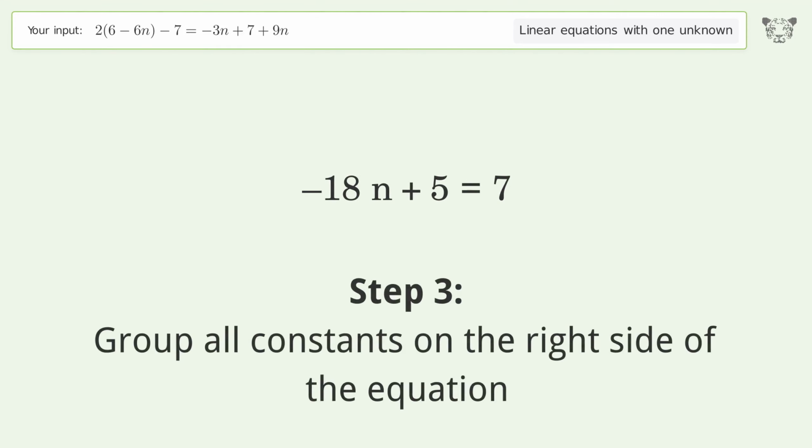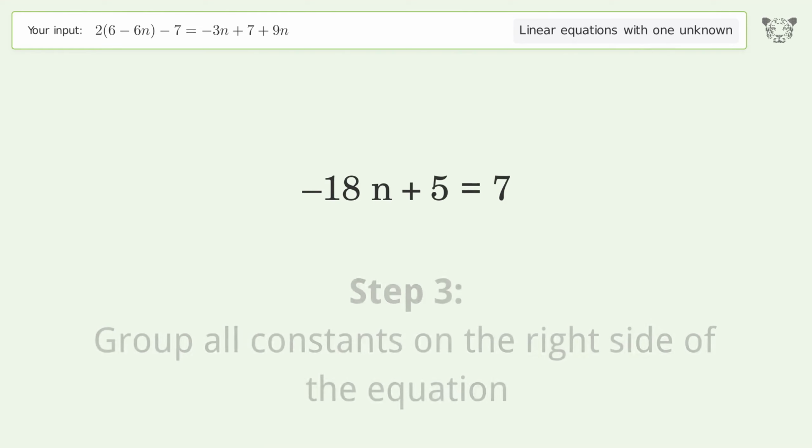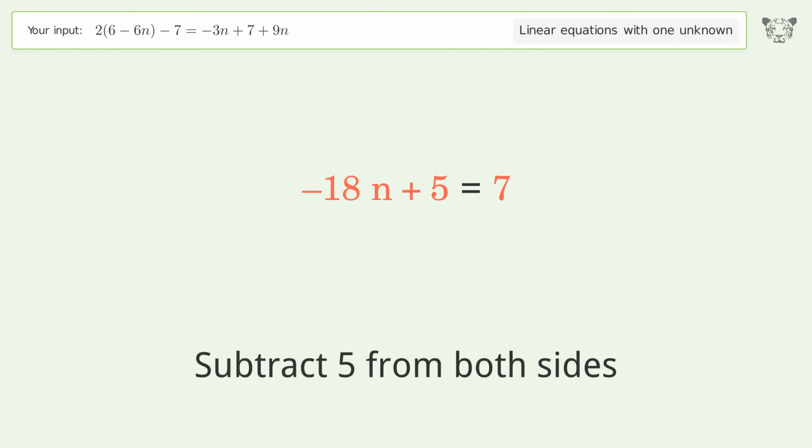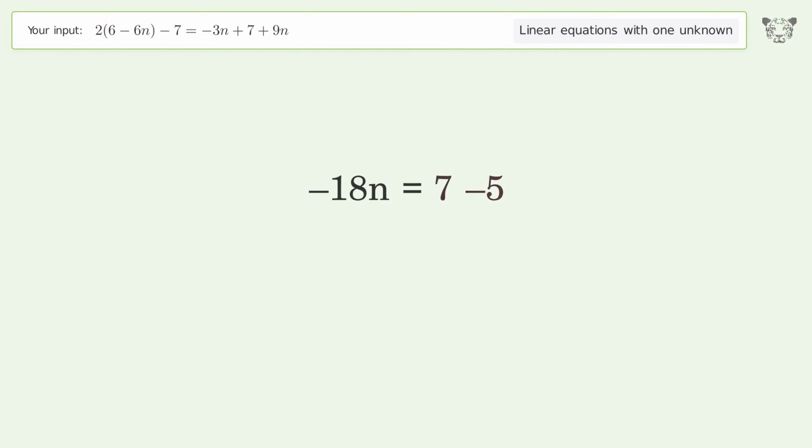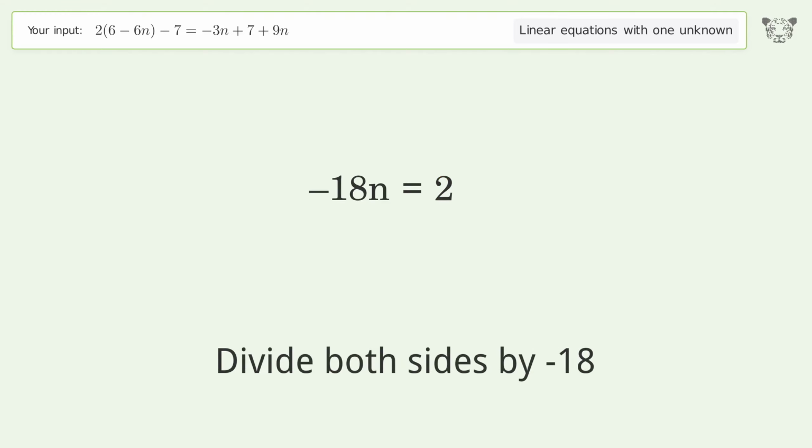Group all constants on the right side of the equation. Subtract 5 from both sides. Simplify the arithmetic. Isolate the n. Divide both sides by -18.